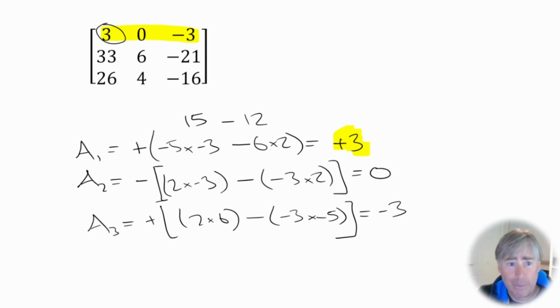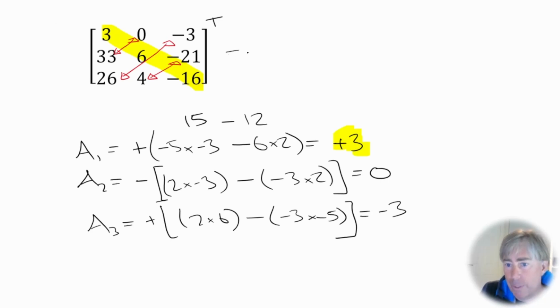Okay, so we've now addressed that mistake, and we're now going to take my matrix of cofactors and transpose it. If you remember, a transposition will involve drawing a leading diagonal from 3 through 6 and negative 16, and we are going to swap or mirror the elements of my cofactor matrix. So we're going to swap 33 and 0, 26 and negative 3, 4 and negative 21, and leave everything else as it is.